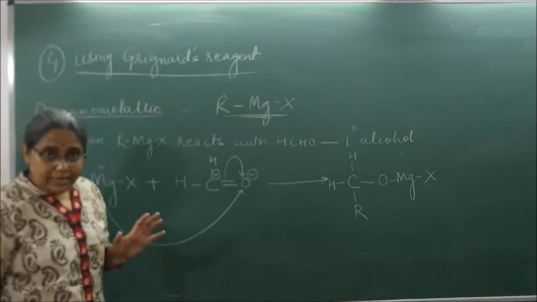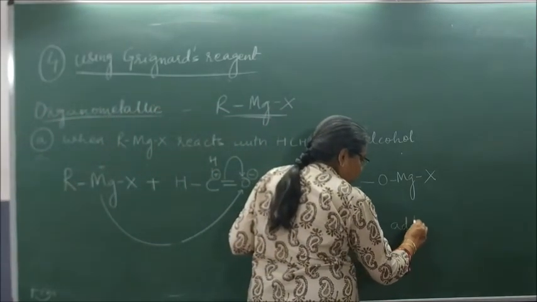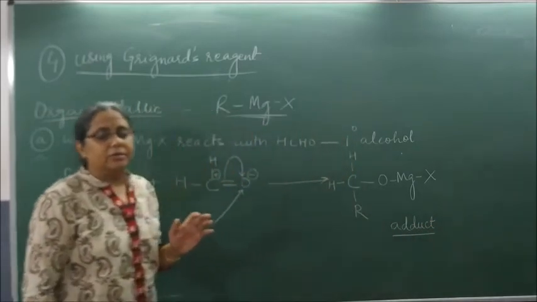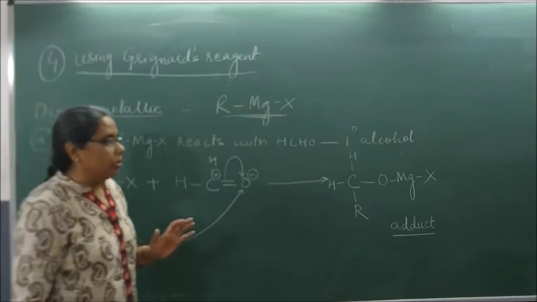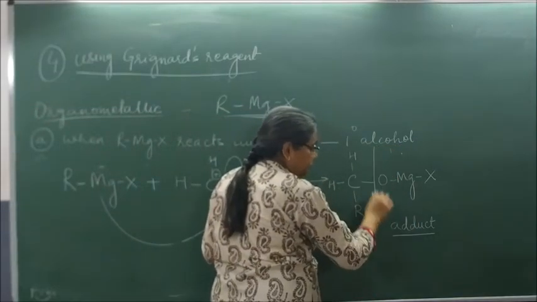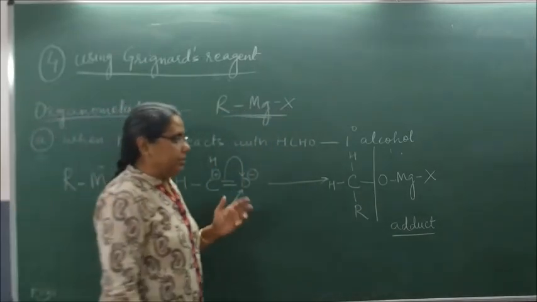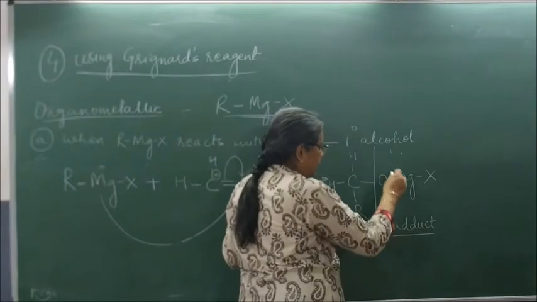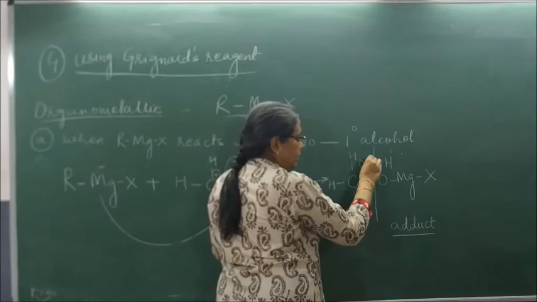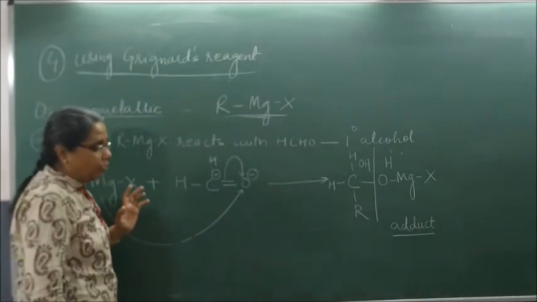This is an intermediate compound, and this intermediate compound is called an adduct. Okay, what is it called? An adduct or an intermediate compound. This immediately gets hydrolyzed. Hydrolyzed means what gets added? Water gets added. So how does water get added? An H is added here and an OH is added here. Water is H2O, there is an H added and an OH added.